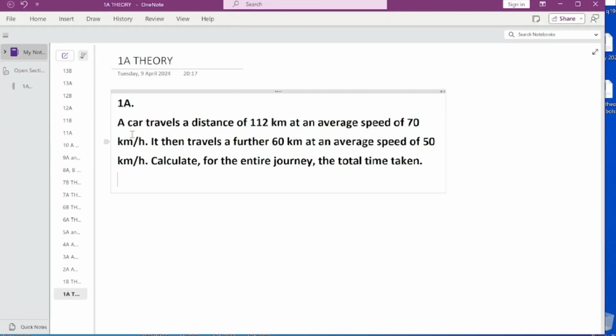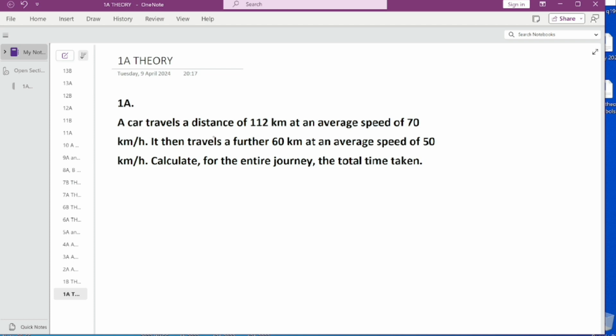The very first question says a car travels a distance of 112 kilometers at an average speed of 70 kilometers per hour. It then travels a further 60 kilometers at an average speed of 50 kilometers per hour. We calculate for the entire journey the total time taken. The question is all about finding the time taken, and it has to do with the relationship between speed, distance, and time.